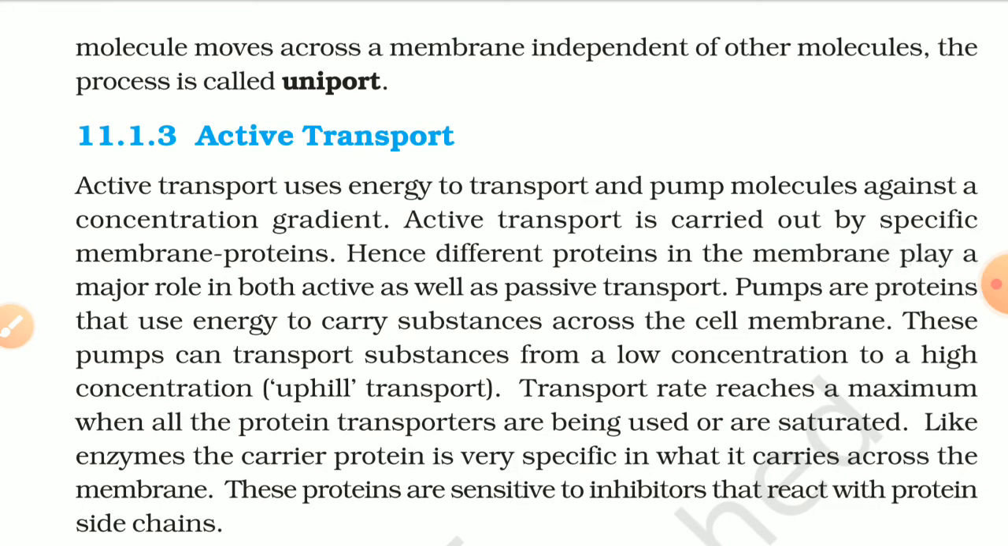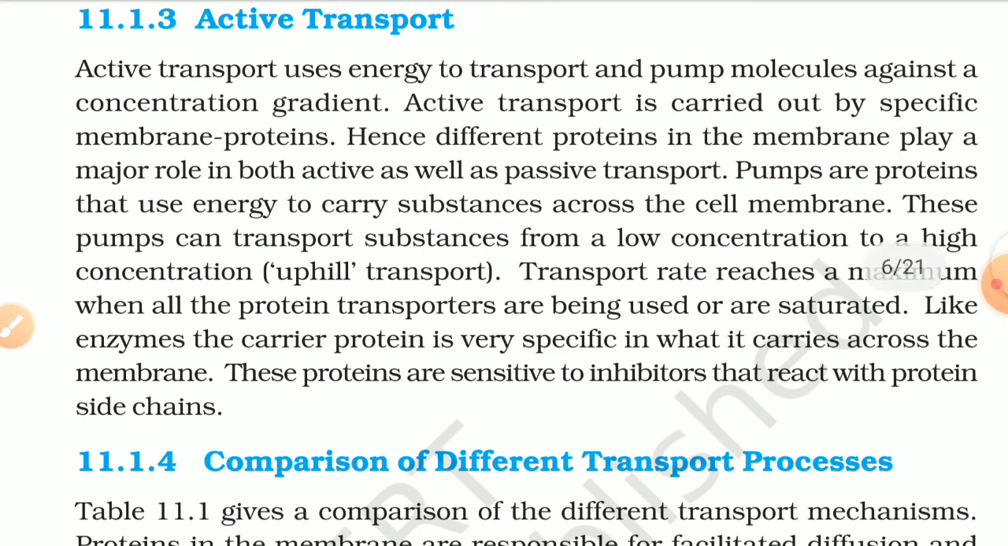11.1.3 Active transport. Active transport uses energy to transport and pump molecules against a concentration gradient. Active transport is carried out by specific membrane proteins. Hence, different proteins in a membrane play a major role in both active as well as passive transport. Pumps are proteins. They use energy to carry substances across the cell membrane. These pumps can transport substances from a low concentration to a high concentration.